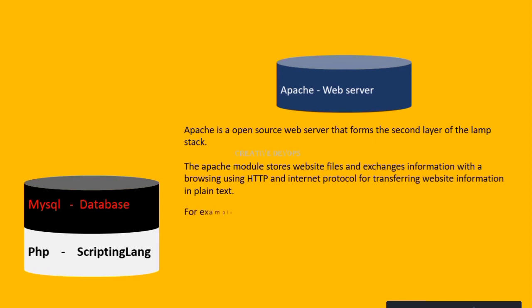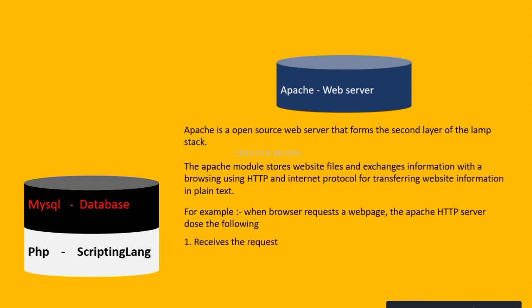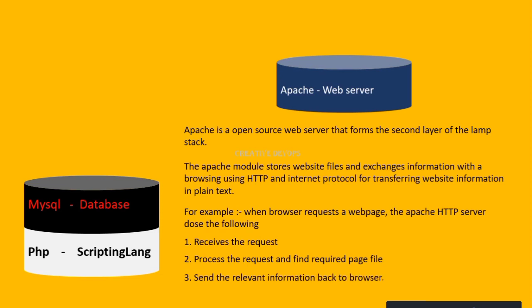For example, when a browser requests a web page, the Apache HTTP server does the following. First, receive the request. Second, process the request and find the required web page. Third, send the relevant information back to the browser.